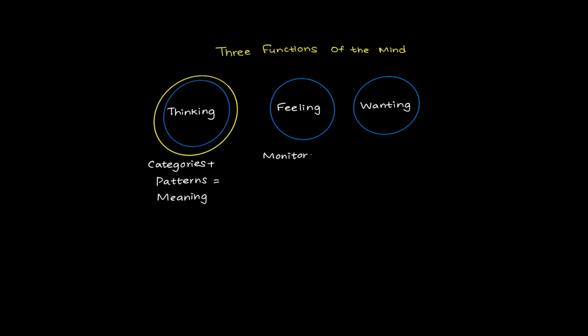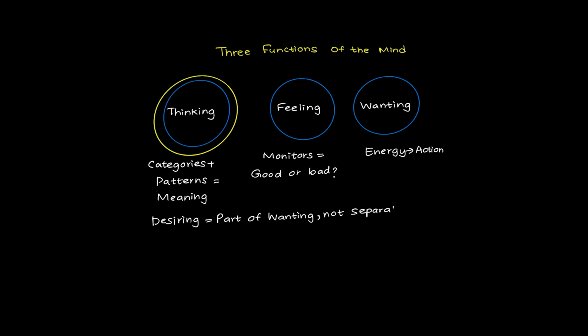Feeling monitors the meanings thinking creates and evaluates whether events are positive or negative. Wanting allocates energy into action based on what we see as desirable and possible. Desiring is part of the wanting function, not a separate function.